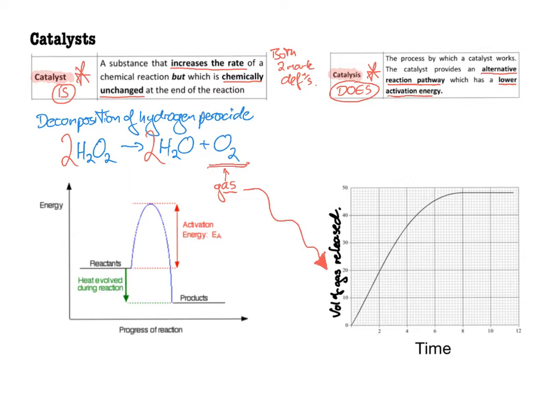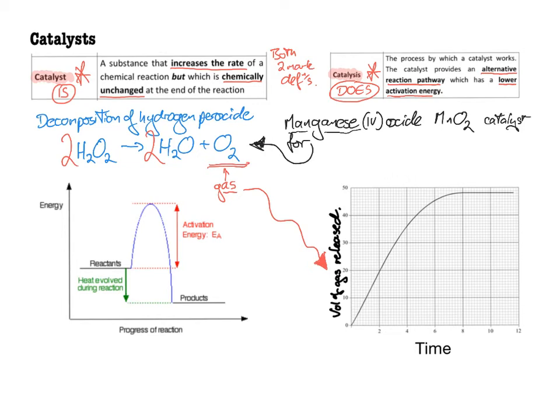So, what catalyst do we use and how do we know it's a catalyst? Well, the catalyst we use is something called manganese 4 oxide, which is MnO2. Please do not get manganese and magnesium confused. They are completely different things. So this is manganese 4 oxide. This is the catalyst for this reaction over here.